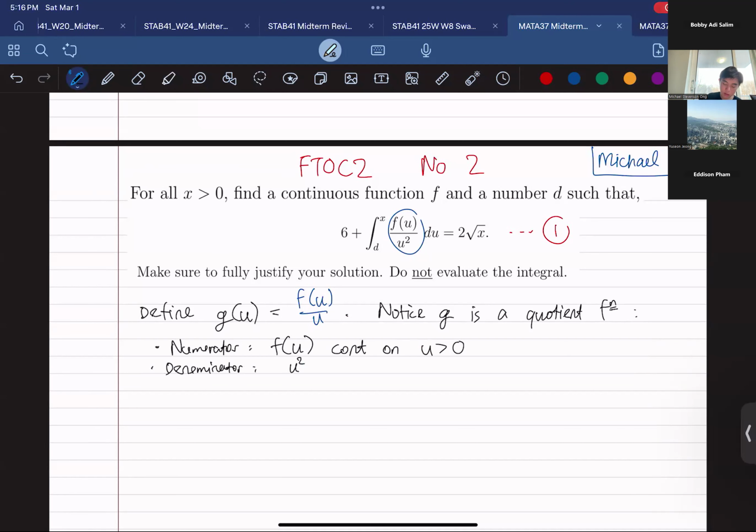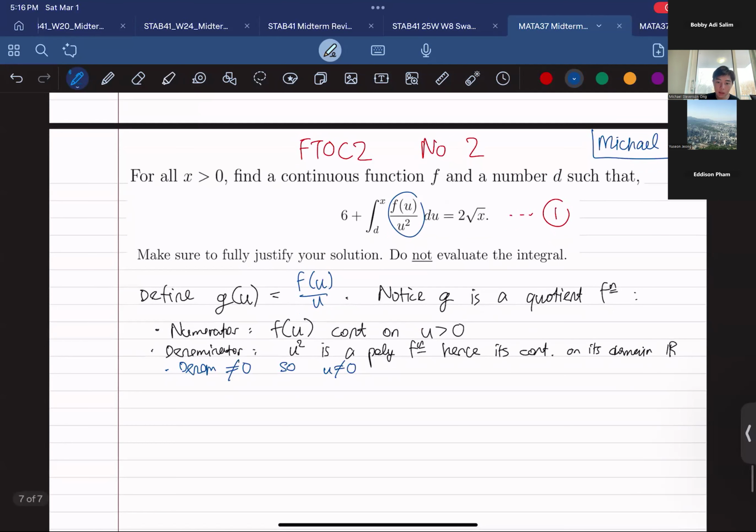contains u squared. U squared is a polynomial function, and hence it's continuous on its domain, which is just the reals. Okay. However, the denominator cannot be 0, so u cannot be 0. Okay, because when it's 0, then everything fails.